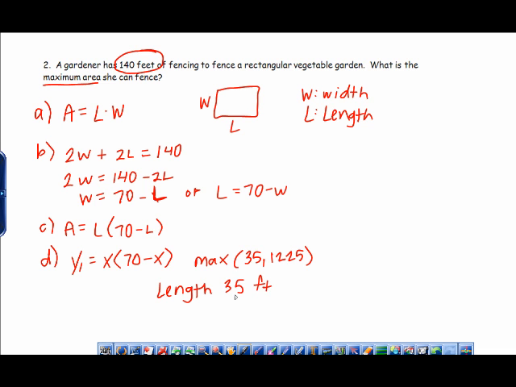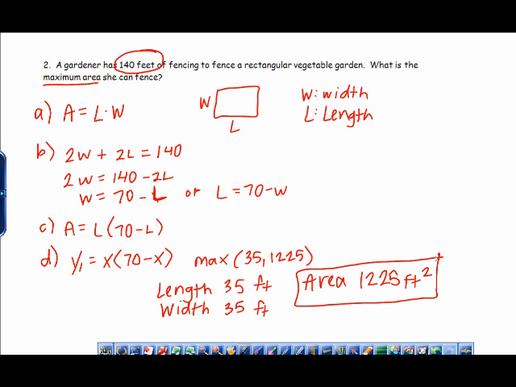So what would the width be? Well, you think about the fact that these two are going to add up to 70 because all four are going to add up to 140. The width is also 35. So this ended up being a square, which maybe doesn't surprise you too much since we're trying to maximize the area. Okay, the actual maximum area is 1,225 feet. And make sure you're using good units here. That is our final answer.